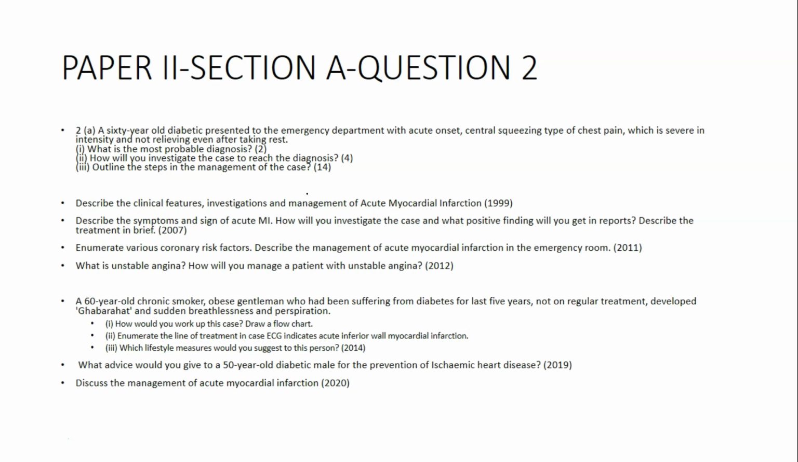Now describe the clinical features, investigations and management of acute MI. Describe the symptoms and signs of acute MI. How will you investigate this case and what positive findings you'll get in reports? Describe the treatment. What are the coronary risk factors? What is the management? Same question, unstable, how do you manage? And a patient with a heavy heart, sudden breathlessness, perspiration, how will you diagnose it?